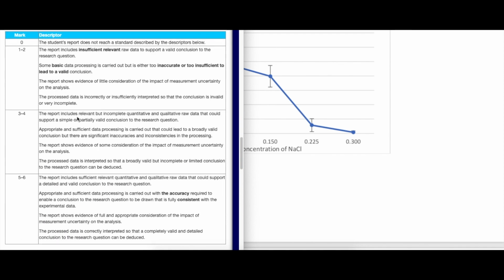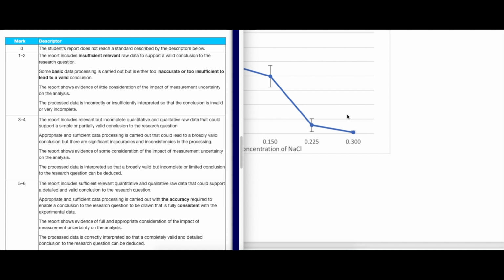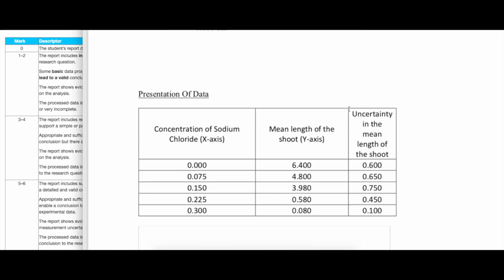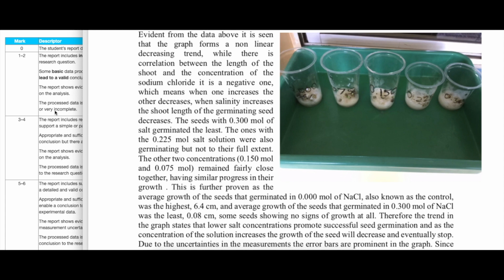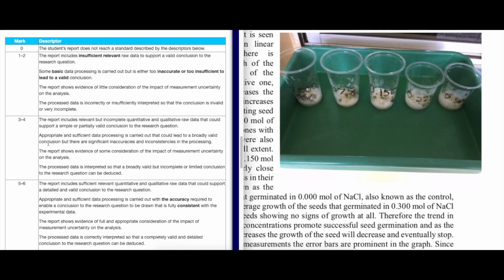Before we go on to the analysis, let's look at the student's write-up and presentation of the raw data. This entire section here, and then the explanation as to why those results came about. Okay, so what you have is the report includes relevant but incomplete quantitative and qualitative raw data. Well, not very much qualitative at all, there are really no meaningful pictures of how the plants grew in this salt solution. There is some quantitative data that is relevant. It is appropriate. It's fairly sufficient for this investigation with 5 data points and 5 replicates.